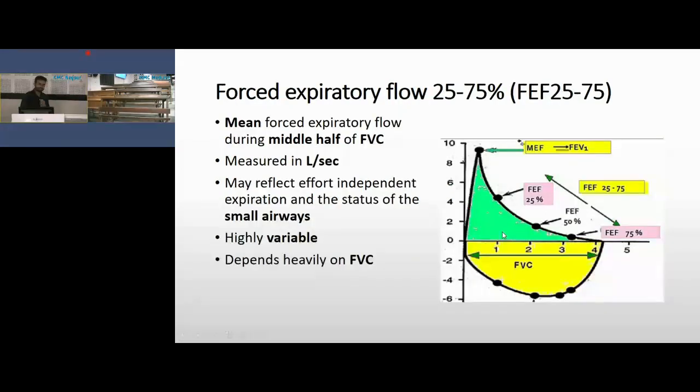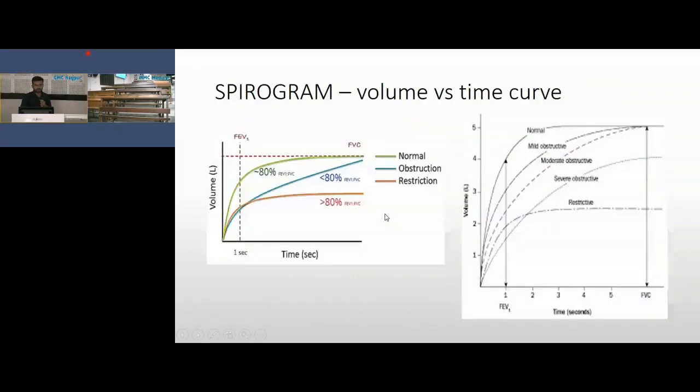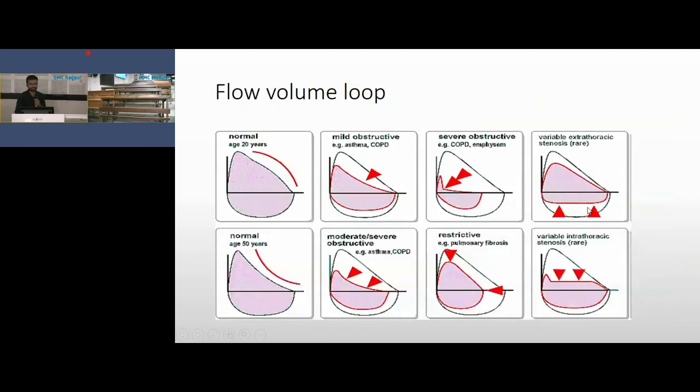One more parameter we can describe in spirometry is FEF 25 to 75. It is the mid part of the expiratory curve, which represents the status of small airways. Though it is highly variable, we can somewhat diagnose small airway disease. This is the graphical representation of the flow volume curve, the volume time curve, and the flow volume loop in different diseases.